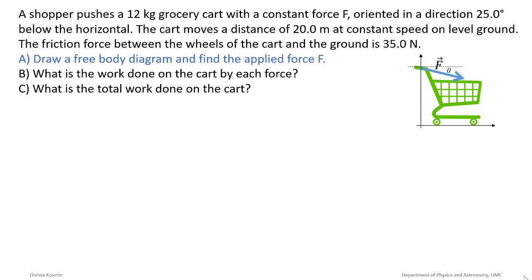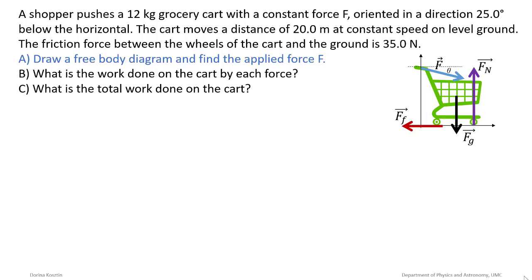Next force is the force of gravity. Remember, force of gravity acts on all objects on Earth. Force of gravity is always oriented vertically down. Because the cart is in contact with the ground, there is a normal force that the ground applies to the cart, oriented perpendicular to the ground, vertically up. And last, we have the friction force between the wheels of the cart and the ground, which is oriented in the opposite direction to the motion.